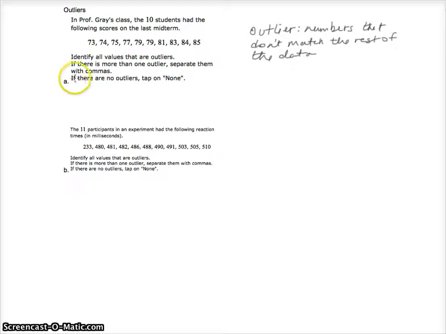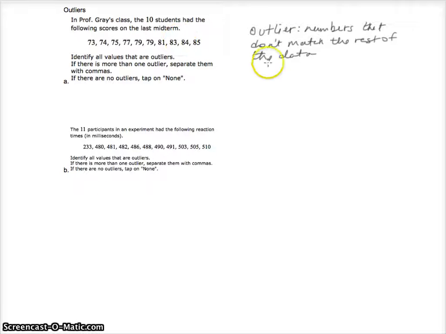Okay, let's look at letter A. In Professor Gray's class, 10 students had the following scores: 73, 74, 75, 77, 79, 79, 81, 83, 84, and 85. Identify all the outliers. If there is more than one, separate them with commas. If there are none, indicate there are none.